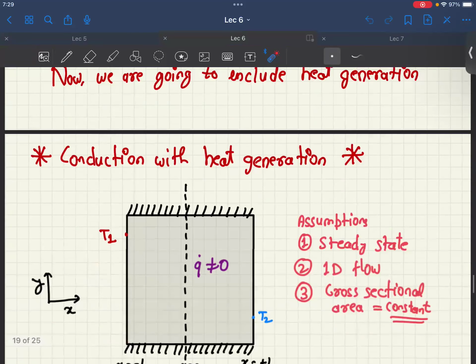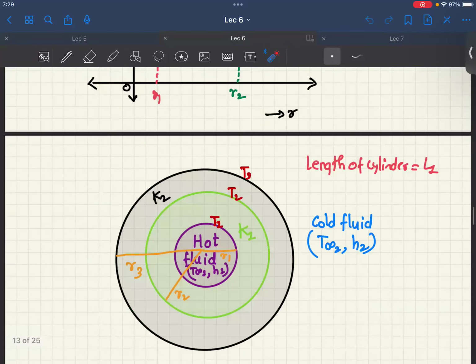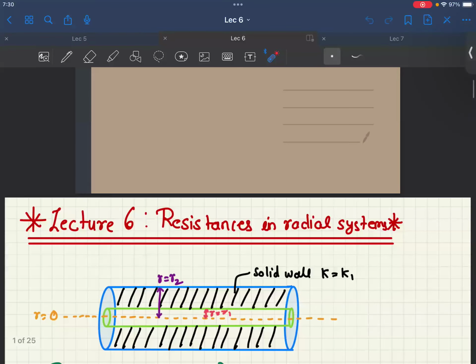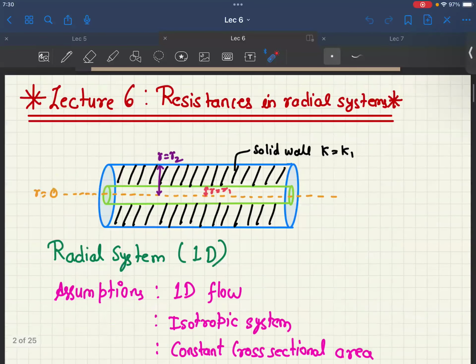which we are going to study for radial systems. Okay, so now this is a radial system, let's say a radial or cylindrical system. So what is it? We have a concentric set of cylinders. This blue one is one cylinder, and inside it we have another cylinder.